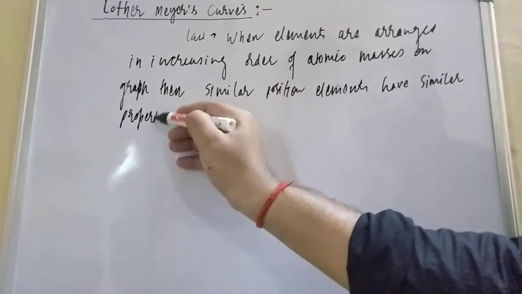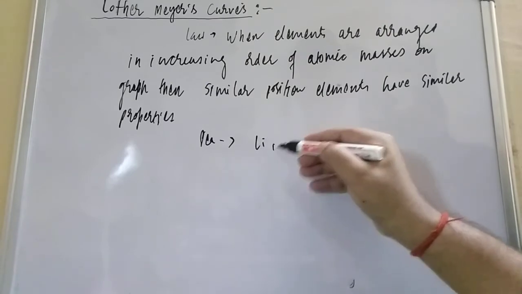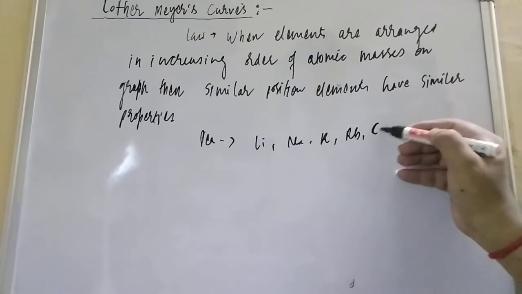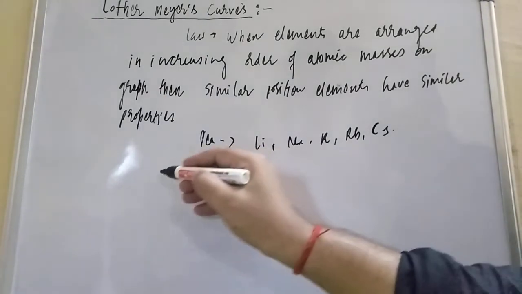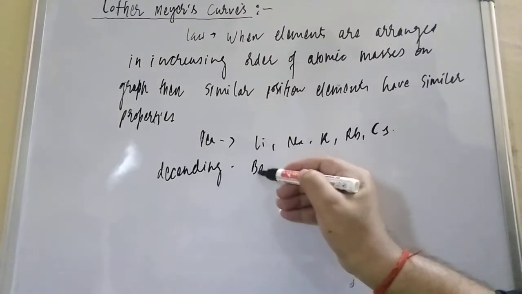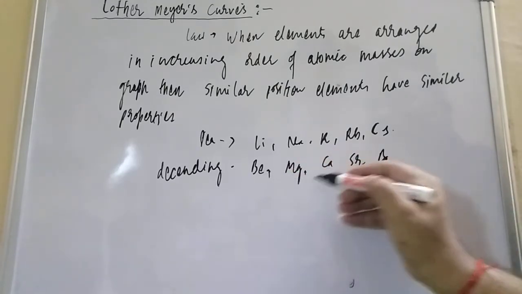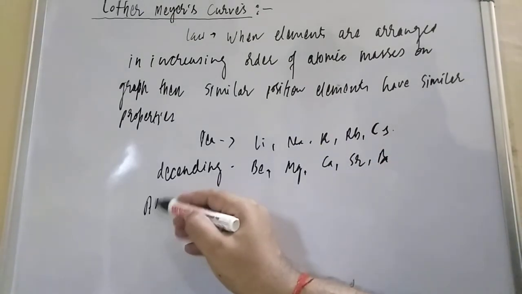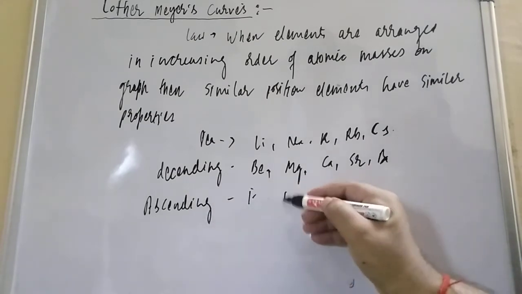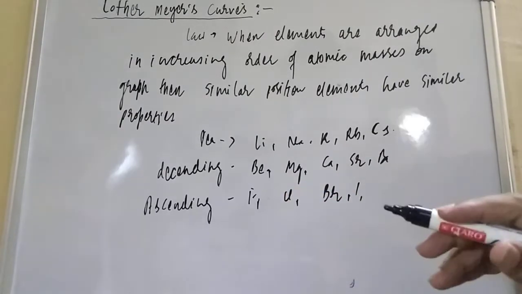So suppose the peak is there. The peak is lithium, sodium, potassium, rubidium and cesium. They all have the same properties. If you talk about descending, what is coming? Beryllium, magnesium, calcium, strontium and barium. These also have the same properties. If you go for ascending, friend, what are there? Fluorine, chlorine, bromine and iodine. So this is also very much applicable.